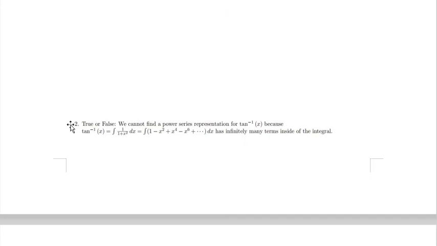Therefore, for this true and false problem, we did find a power series representation for arctangent x, and therefore the second question is false.